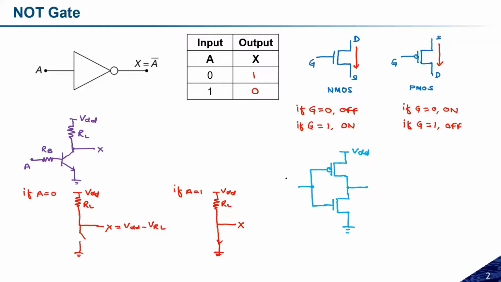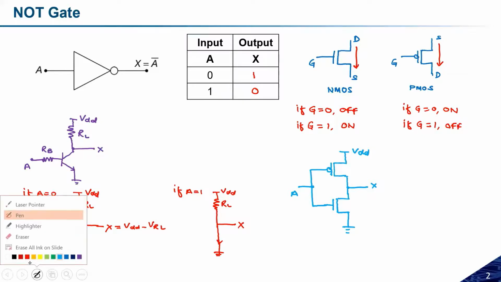Here I have A, and here I have X. Now what I have done, this circuit is just like what we made based on the transistor and resistance. I have replaced this RL with the PMOS transistor and the transistor with the NMOS transistor. This is what I have done. Now let us try to see whether this logic is working or not.